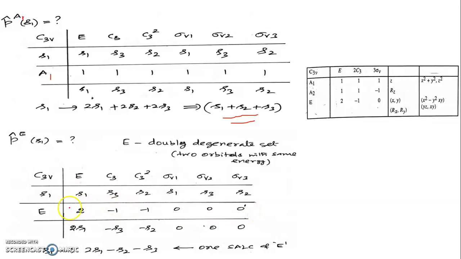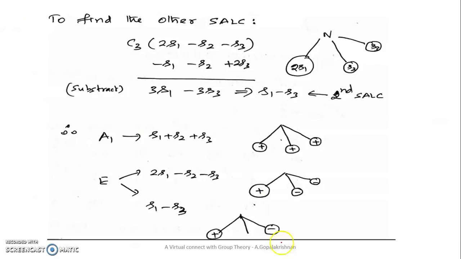If you multiply these, you will get 2s1 minus s3 minus s2, and these are all 0. If you add, you will get 2s1 minus s2 minus s3. So the projection operator corresponding to E projects the function s1 into 2s1 minus s2 minus s3. This is one SALC of E. Actually, E is doubly degenerate, so one more SALC is there. How to find the second SALC present in the E?